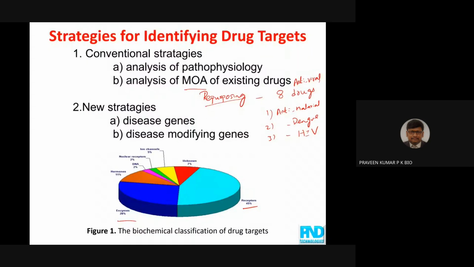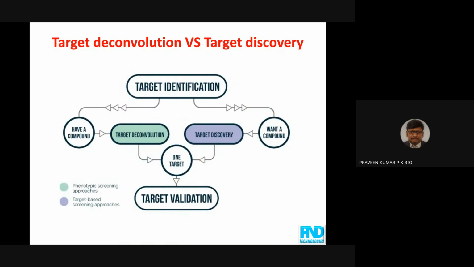At that time. So now the new strategy is to find the disease genes and also the disease modifying genes. This is most important because of mutations, you can find heritable diseases as well as cancers arise. So we have to find all this, which is most important. And now we discuss something on target deconvolution and target discovery. In target discovery, this is what we generally do. Initially we identify one target. If you take SARS-CoV-2, the most important target is the spike glycoprotein.